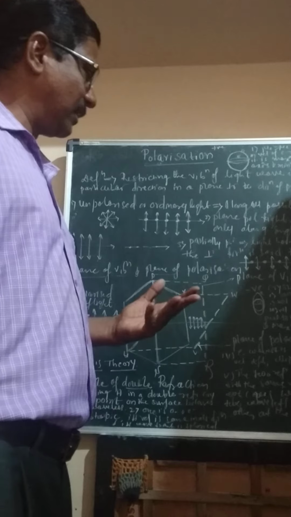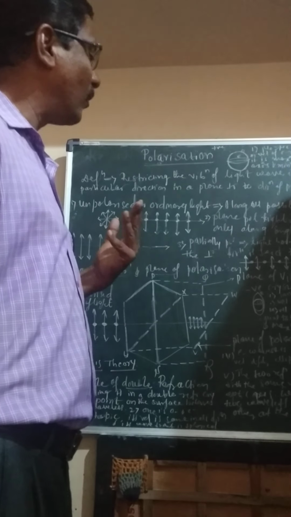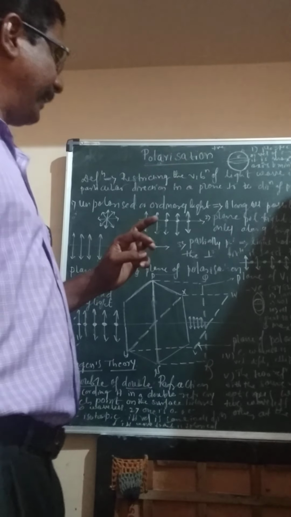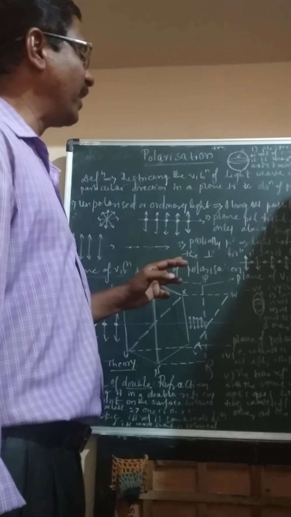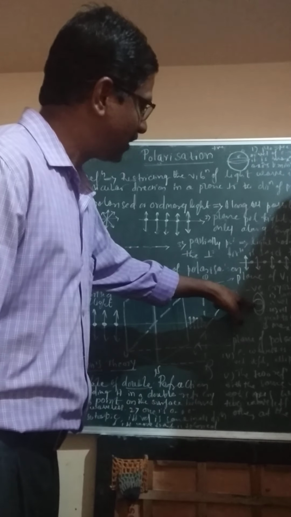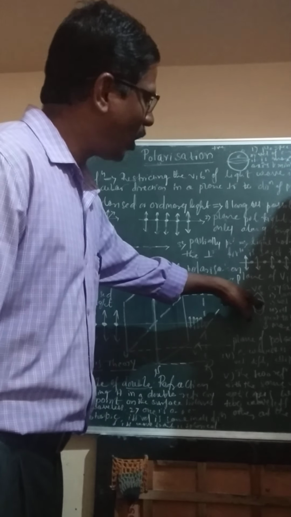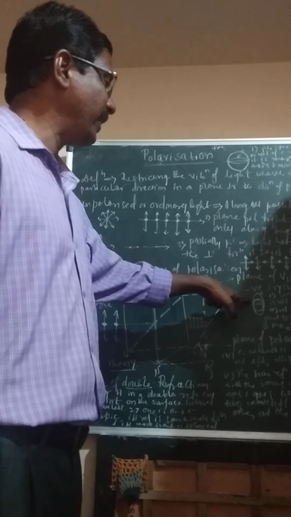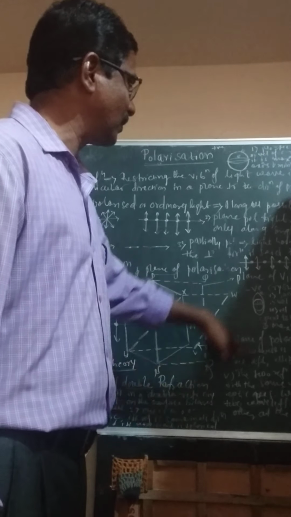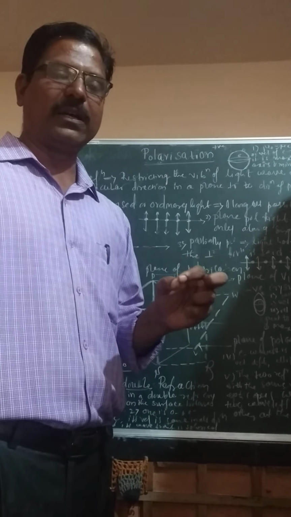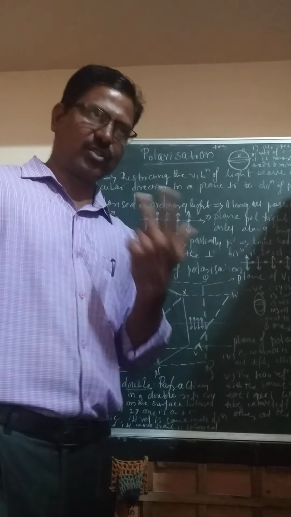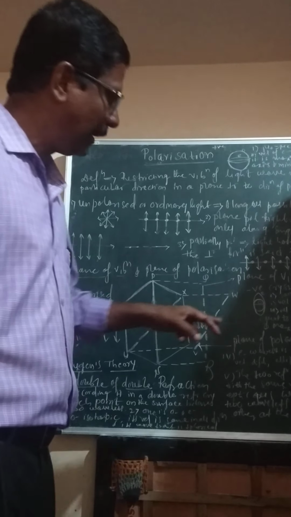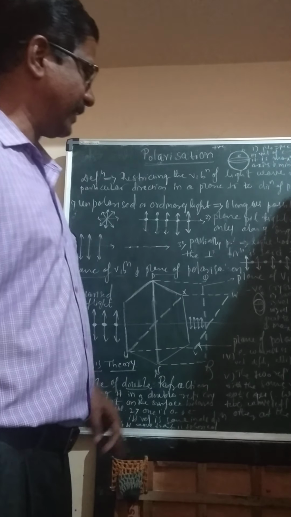So in negative crystals, the velocity of ordinary rays as well as extraordinary rays is the same along the optical axis. This center line is your optical axis. The velocity of ordinary and extraordinary is the same along the optical axis, so the refractive index of ordinary as well as extraordinary remains constant along the optical axis.